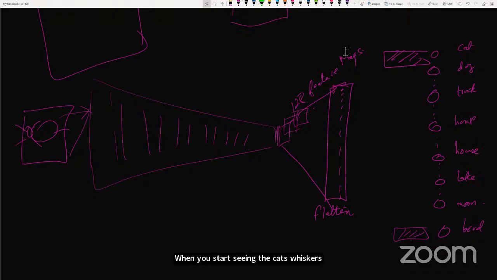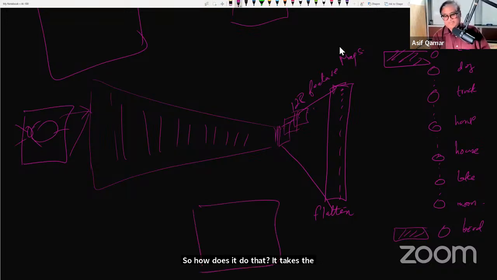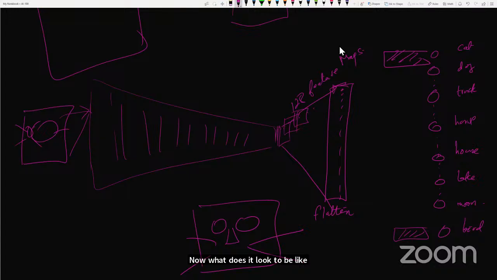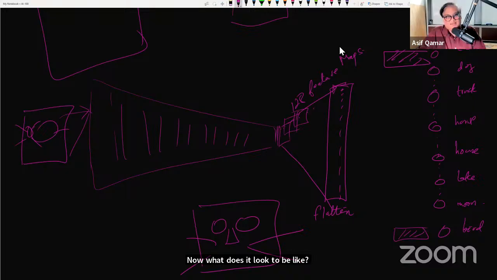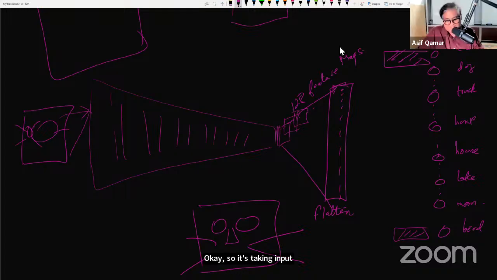So how does it do that? Hierarchy of features. It takes the eyes, it takes those circles. So basically what it says is, if I see circle, circle, mustache, mustache, now what does it look like to me? So this is like using multiple feature maps and getting that information out, not just looking at exactly one feature? Exactly. It's taking input from multiple feature maps and building it.